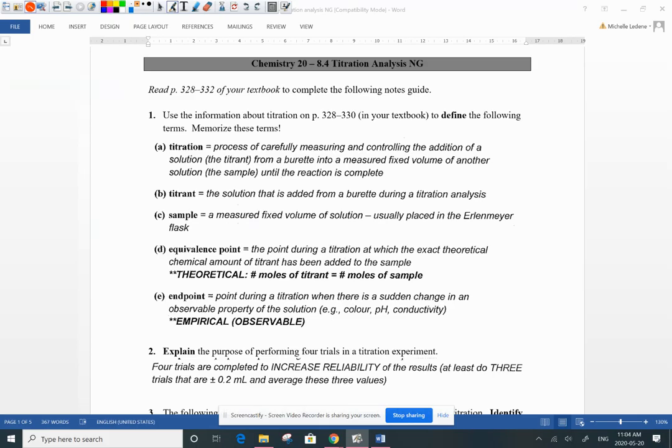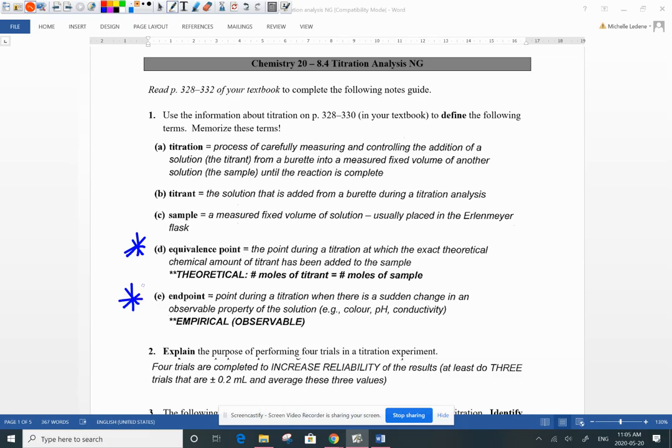Well, a titration is basically a process that chemists use to find the concentration of an unknown solution. So they have one solution, they know its concentration, but the other one they're trying to find. And so they take a sample, which typically has a known volume, and they put it in an Erlenmeyer, and then they're going to titrate it with a solution, the titrant, that's in the burette. So two important words for you guys to know and to memorize are the equivalence point versus the endpoint.